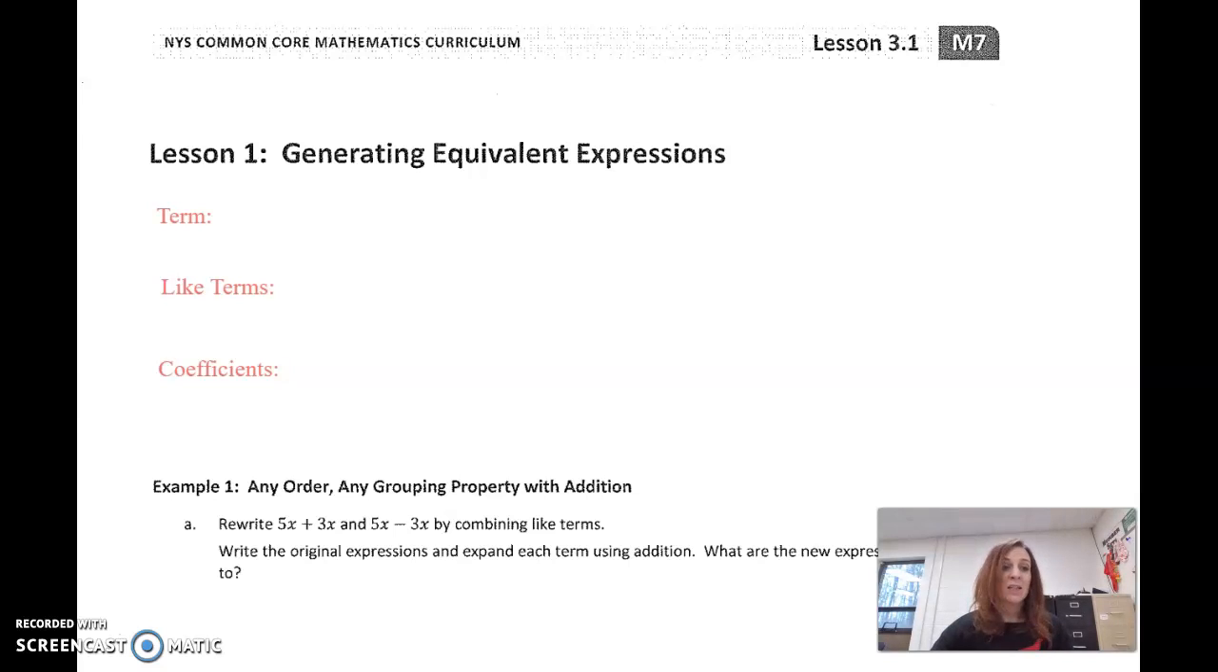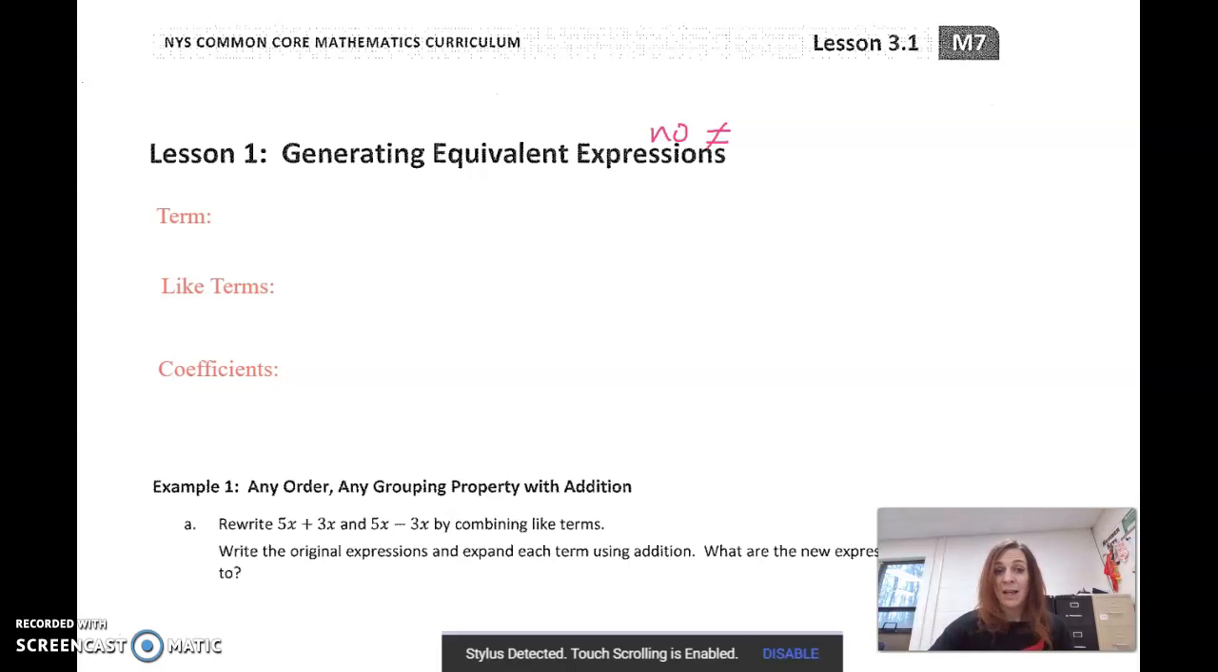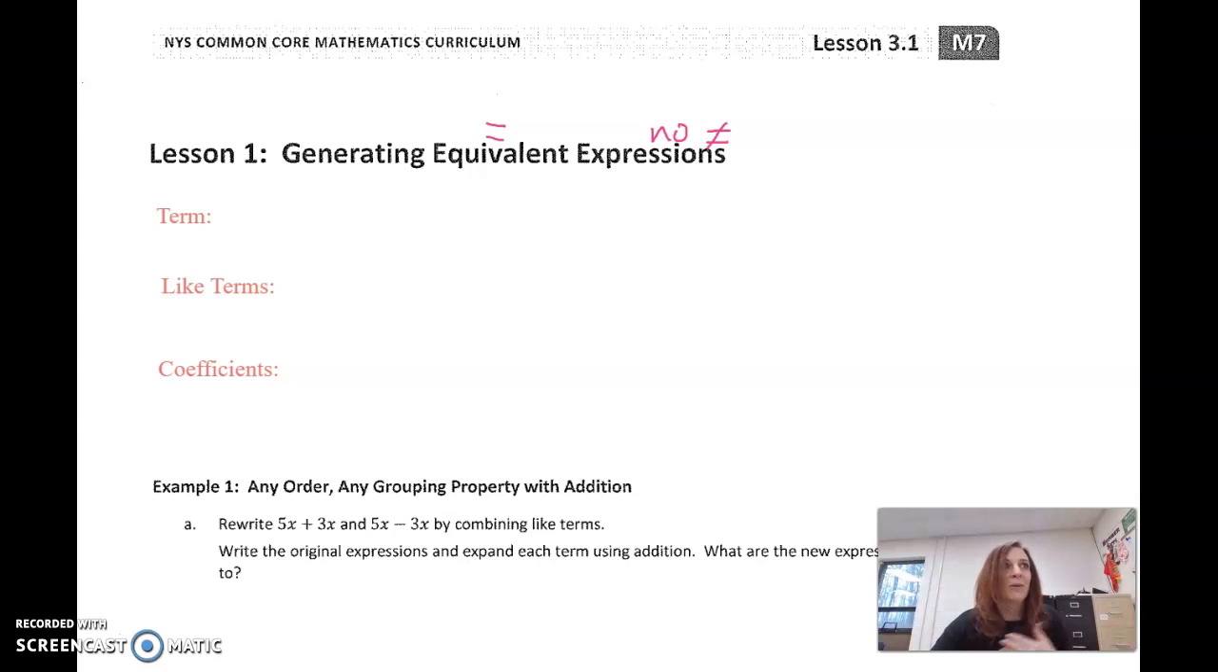Now remember, when we're talking about expressions, no equal sign. And equivalent means equal. So basically, we're taking these expressions, they don't have an equal sign, and setting them equal to each other. That'll make more sense in a little bit. But I want to remind you of some terms that you've learned in the past. And one of the terms that I want you to remember is term.